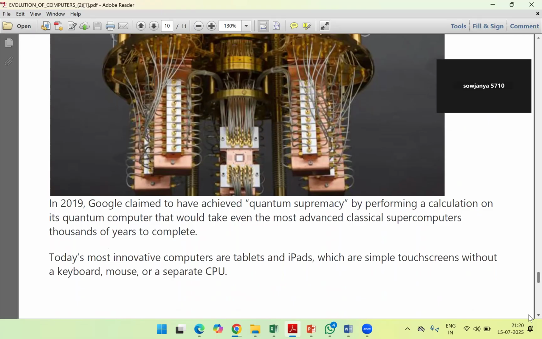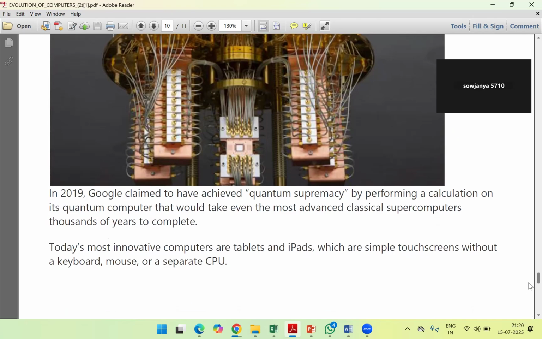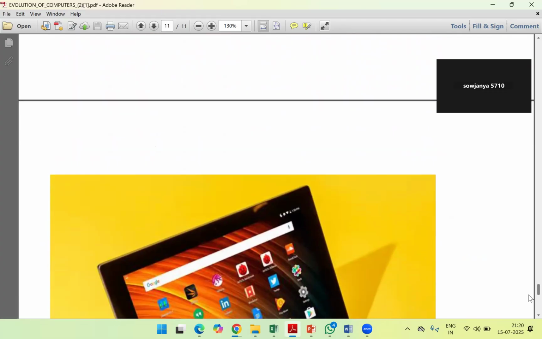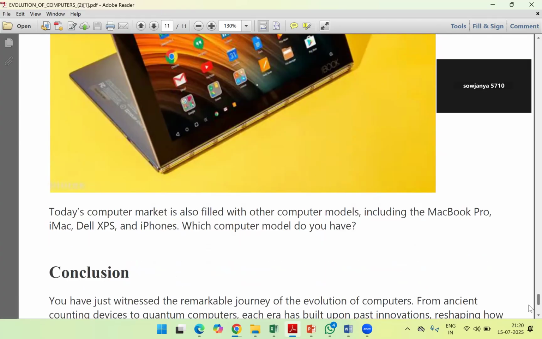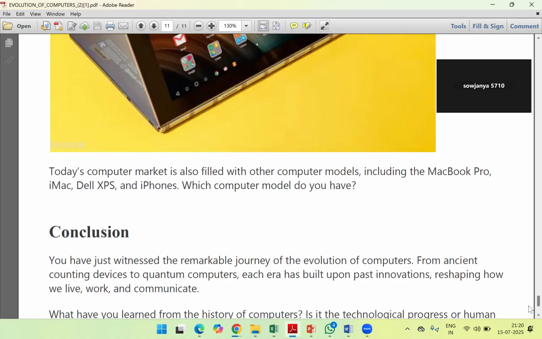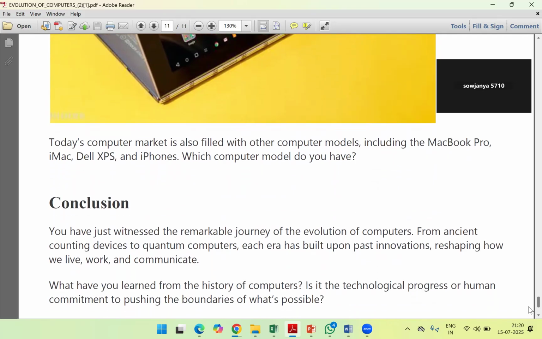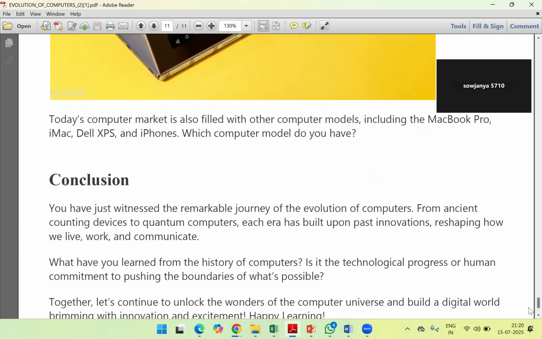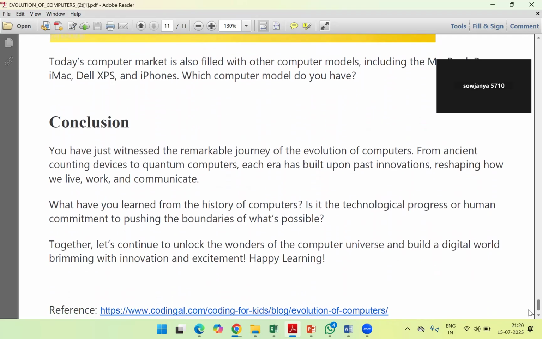Now today's most innovative computers are tablets, iPads, and touchscreens without a keyboard, mouse, or separate CPU. Right, so this is regarding the generations. And now, what are we using in today's computer market? We are going to build with what? MacBook Pro. So this is MacBook Pro, iMac, Dell XPS, and iPhones that people are using. Now, what is the conclusion we can say?